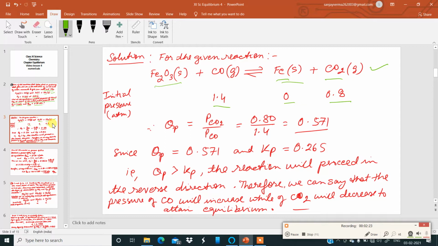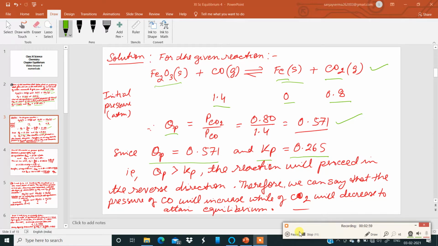Okay. Now, after this step, get the reaction quotient Qp. Qp is equal to partial pressure of carbon dioxide divided by partial pressure of carbon monoxide. So, just put the values from here. 0.80 divided by 1.4, we get 0.571. Now, here we are getting Qp, the value is 0.571, and in the question, the value of Kp is given as 0.265. So here we see that Qp is greater than Kp. The reaction will proceed in the reverse direction.